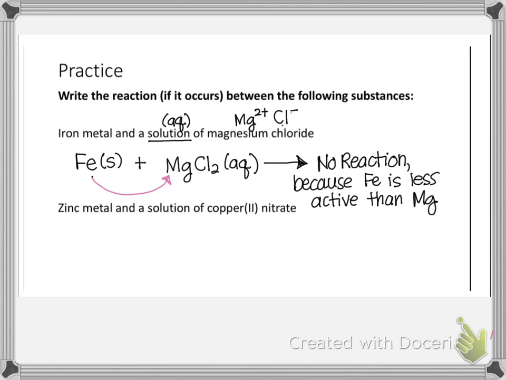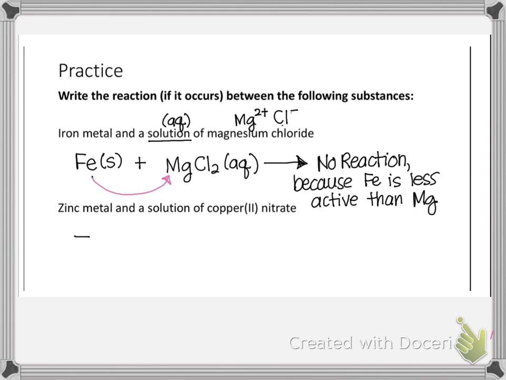So only a more active metal that's by itself can displace a less active metal. So on that chart, the one that's by itself, the one it's trying to displace has to be below it. Okay. So this would just simply be no reaction. We don't have to complete that. So let's look at this one.